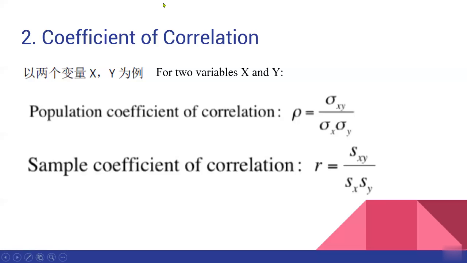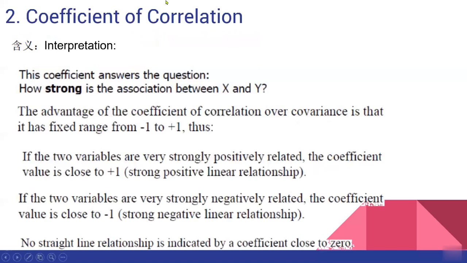Okay, have we finished? Before we proceed to the example, let's introduce the interpretation of coefficient of correlation. The reason why we need to introduce this measurement: this coefficient answers the question, how strong is association between x and y? The advantage of this coefficient of correlation over covariance is that it has a fixed range from -1 to +1.